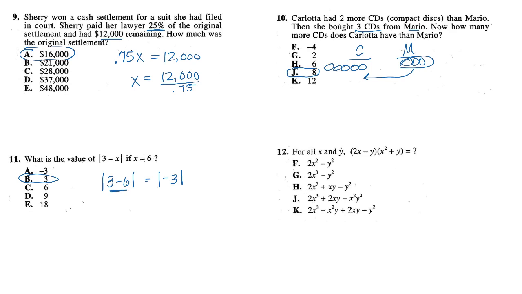Okay. And so this one is going to want us to FOIL out all of this. So when we're going to multiply through, we're going to take 2x and we multiply it to everything that we have. So 2x cubed plus 2xy. And then on the inside, minus x squared y. And then minus y squared. And so let's find which answer choice that's going to match up with. And it looks like it's going to be answer choice K.